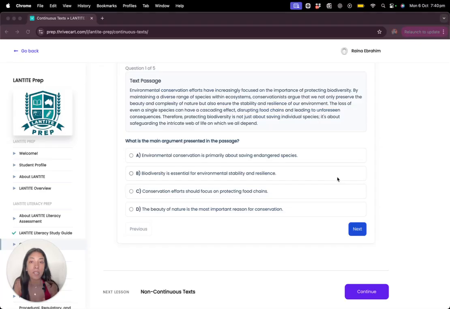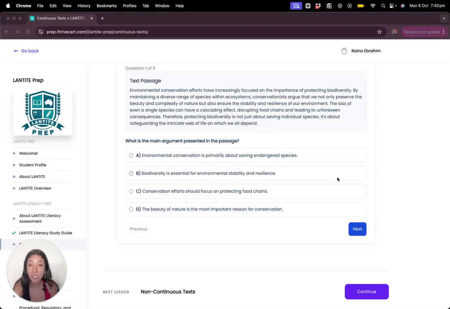By maintaining a diverse range of species within ecosystems, conservationists argue that we not only preserve the beauty and complexity of nature, but also ensure the stability and resilience of our environment. The loss of even a single species can have a cascading effect, disrupting food chains and leading to unforeseen consequences. Therefore, protecting biodiversity is not just about saving individual species, it's about safeguarding the intricate web of life on which we all depend.